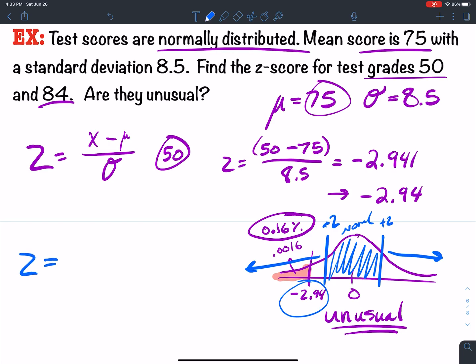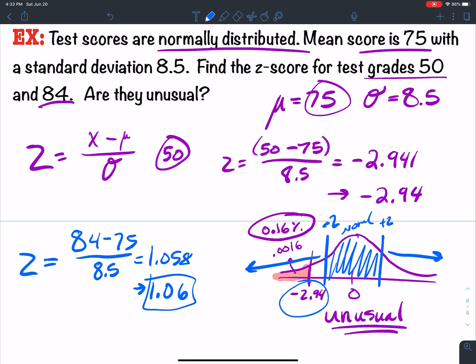Now let's try z equals 84 minus 75 over 8.5. What do you get there when you type that in? You get 1.058, which is rounded to 2 decimals, 1.06. This is only about 1 standard deviation away from the mean. That's not unusual.